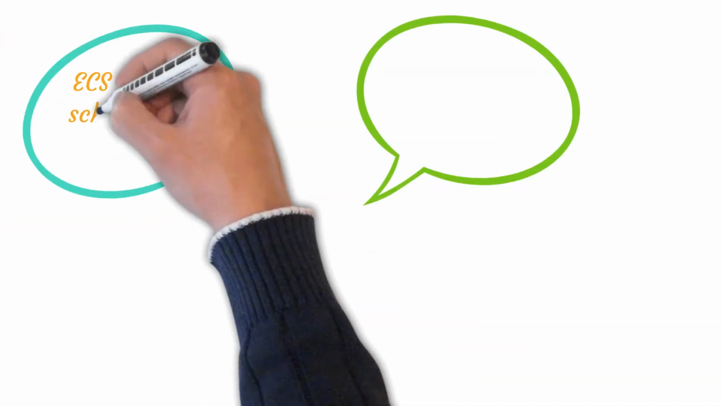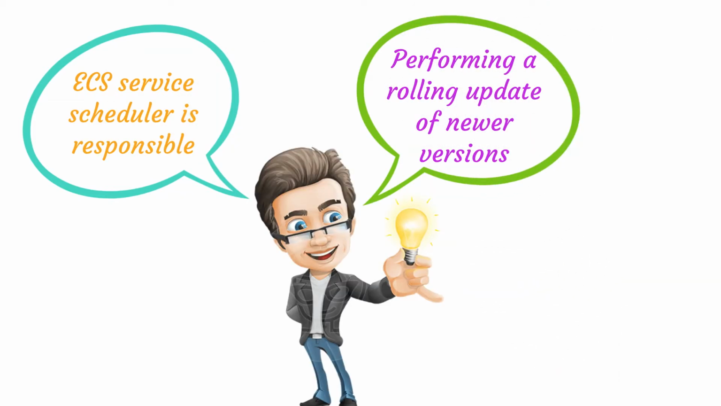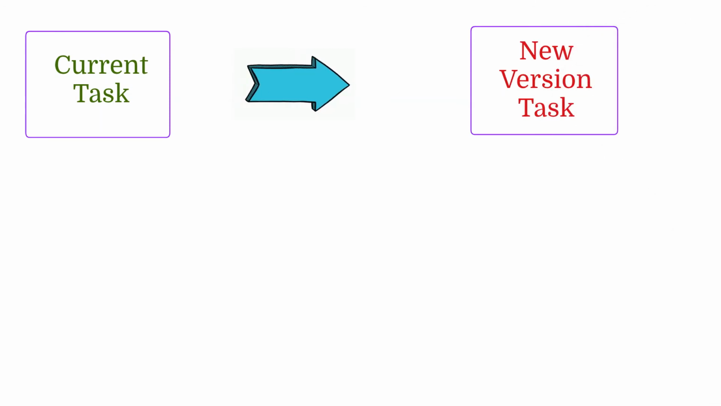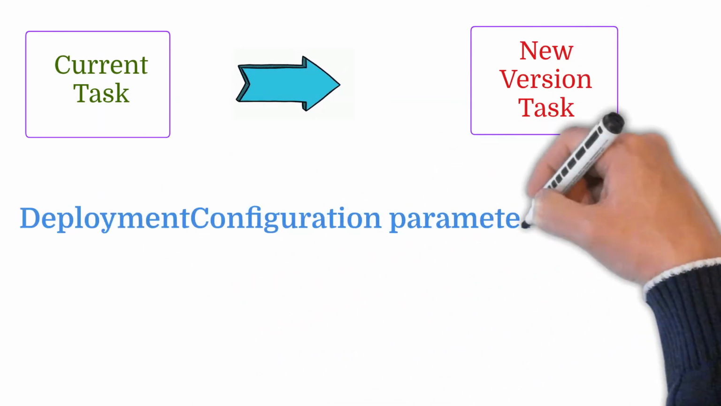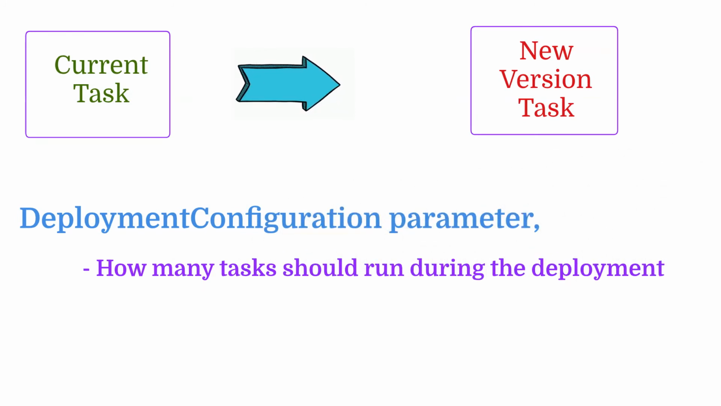ECS Service Scheduler is responsible for performing a rolling update of newer versions. The current version of running tasks is replaced by newer versions. The deployment configuration parameter defines how many tasks should run during the deployment.